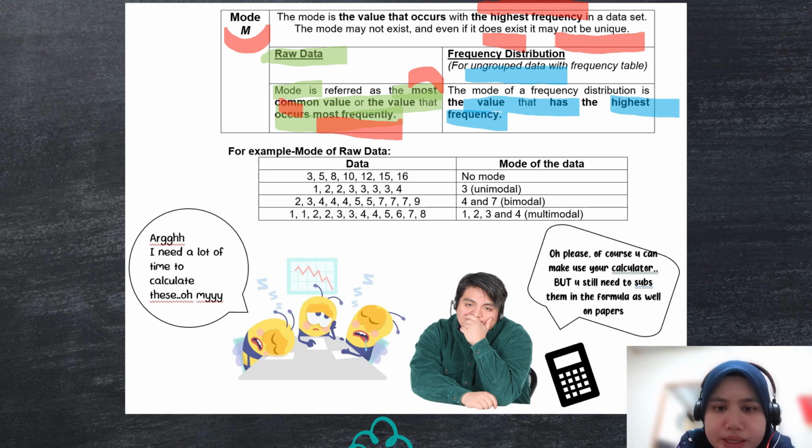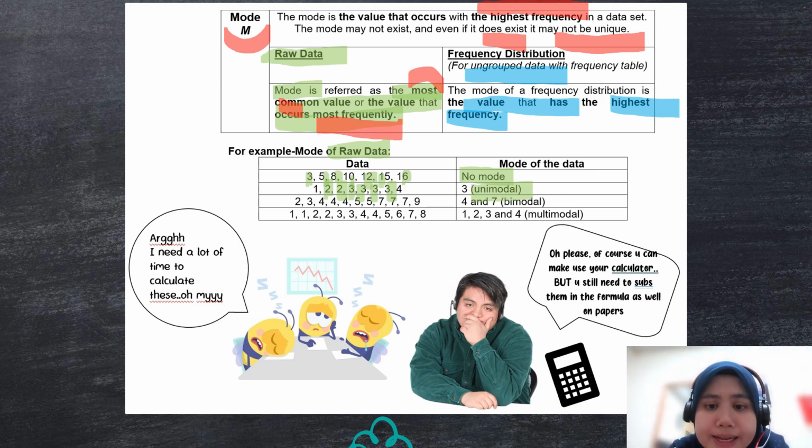So for raw data, as you can see here, this is an example of raw data. When you have data like this, we can see there is no data that repeats or occurs with the most frequency. So there is no mode here. And then we have here two that occur two times, and three that occurs four times. So 3 here is the mode, which we notify as unimodal.